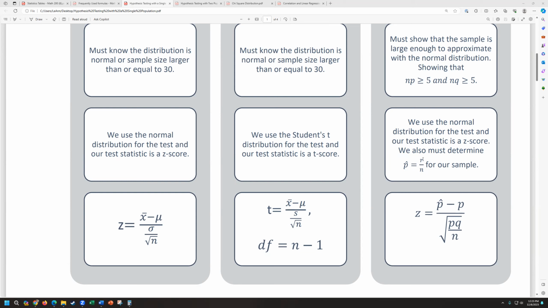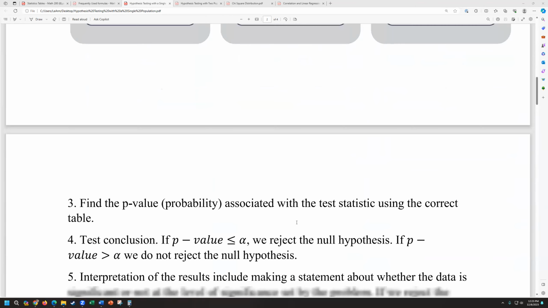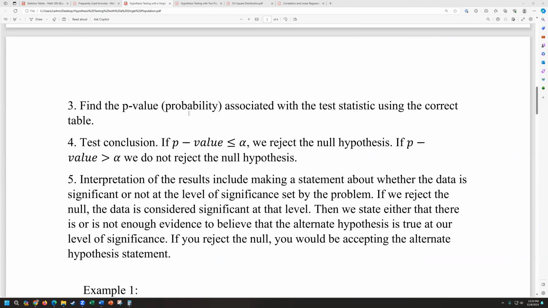That's the number of successes you saw in your sample out of the number of trials. And then this is the formula for the z-score when you're dealing with proportions. It's the p-hat, which is this value right here, minus the probability of success for the population, and then divided by the square root of the probability of success times the probability of failure for the population divided by the number of trials. Okay, so that's a lot of information. Let's go through some different scenarios and examples after we finish our steps.